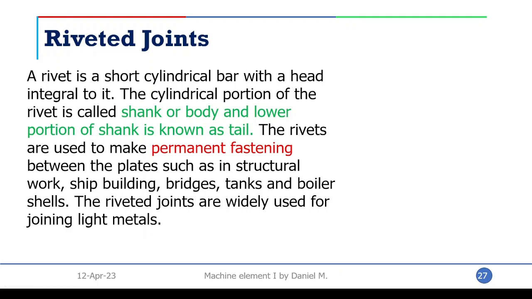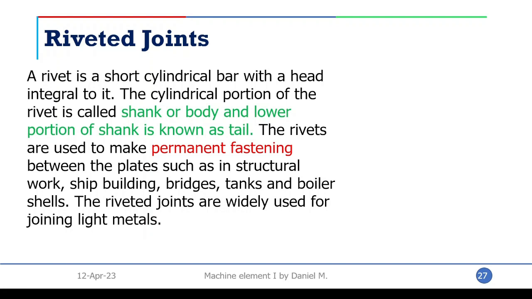Today we are going to see about riveted joints. In machine design, rivets are one of the major components that are used to join different materials together. We can do this using other joining methods like bolts, screws, studs, and so on. We can also use welding. Rivet is one of the joining methods in machine design. So today we will see riveted joints in detail.